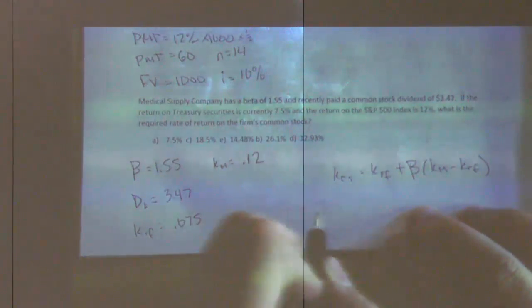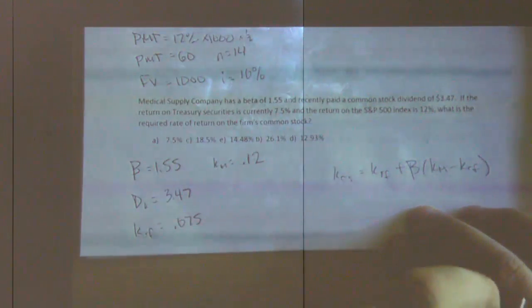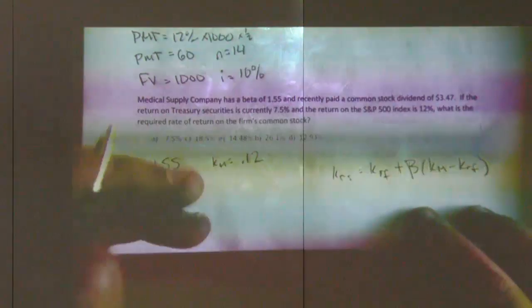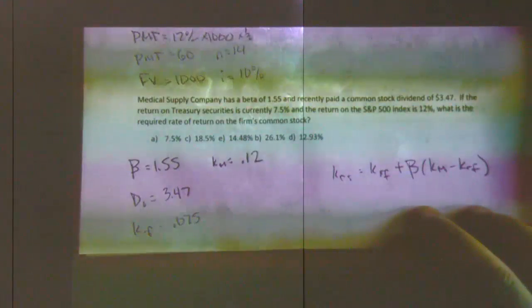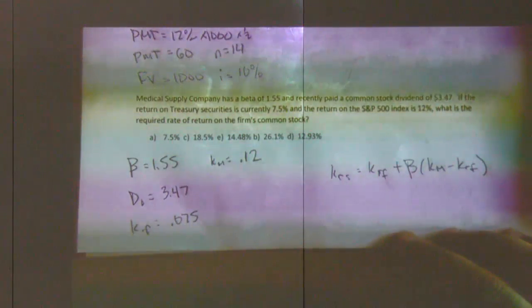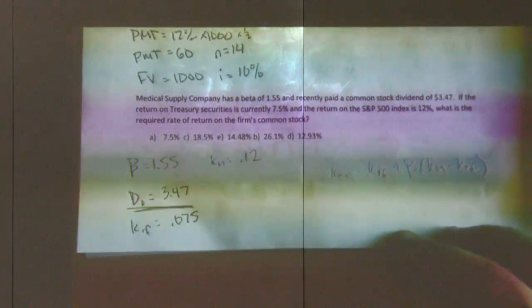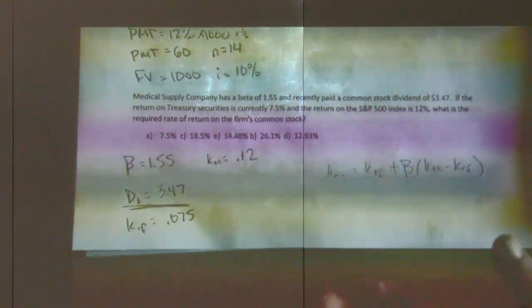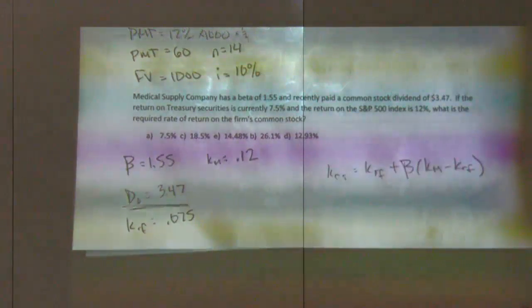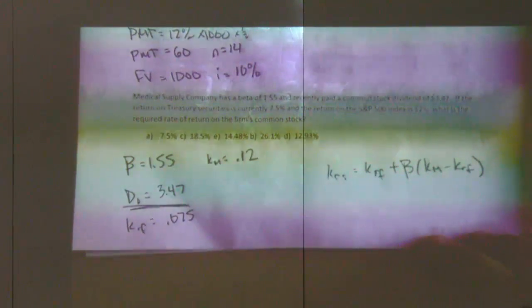So this is your CAPM equation. This is going to be the required rate on the common stock, and here you're just plugging in numbers. So here we don't really need our dividend. It's just there to kind of throw us off because we only need our risk-free rate and our market rate and our beta. So we don't even need that dividend. So here you're just plugging in numbers. So yeah, 0.075.